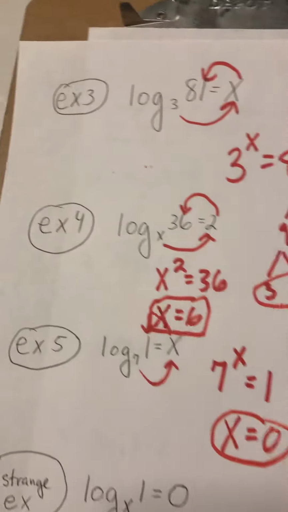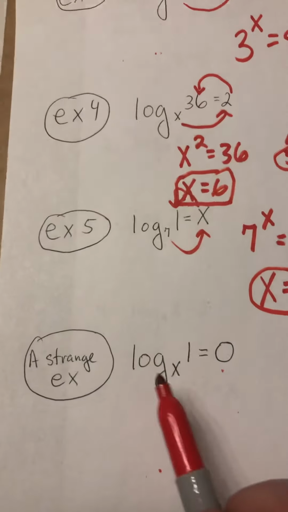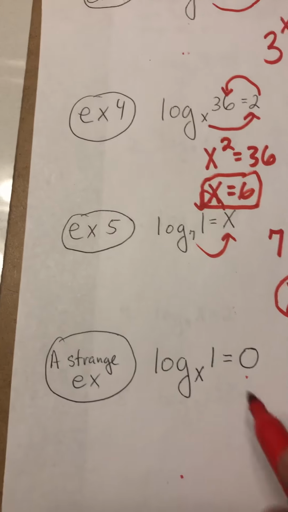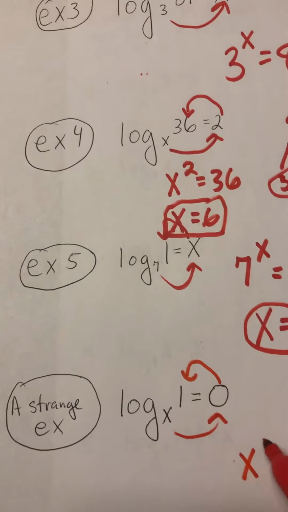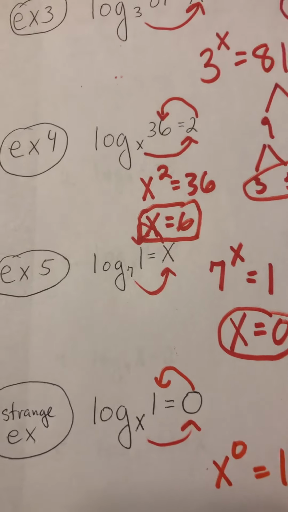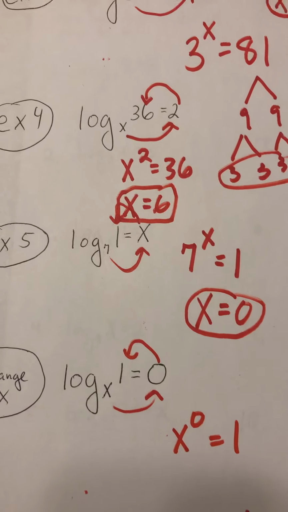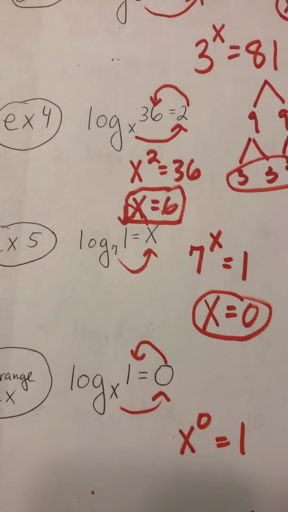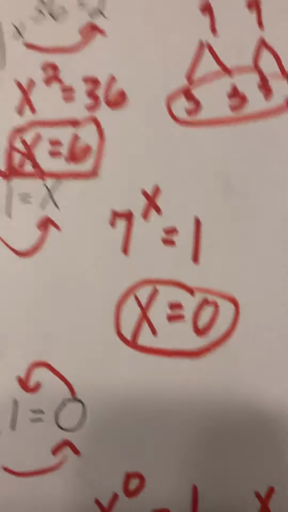And then here's another strange case. This is something I won't give you, but this would be a weird situation. This one says log base x of 1 equals 0. If I convert this to exponential form, this says x to the 0 would give me 1. So what would be an answer that would be true for that? Anything to the 0 is 1: 2 to the 0, 3 to the 0. So I can say x can be anything.